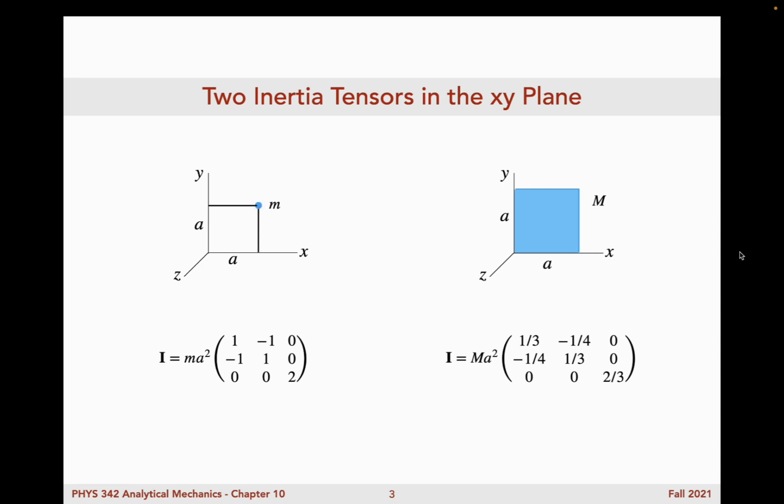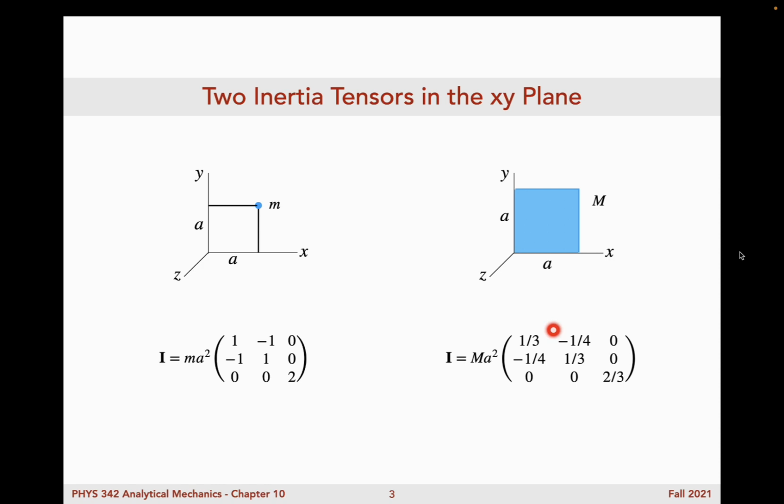Notice that in both cases, since it doesn't have any extent in the z direction, these off-diagonal terms involving z are 0 in both cases. Notice also that the izz component is twice ixx and iyy. That's true for both of these cases. You can also notice that in this simple case of a point mass, the off-diagonal terms are just negative the diagonal x and y terms.